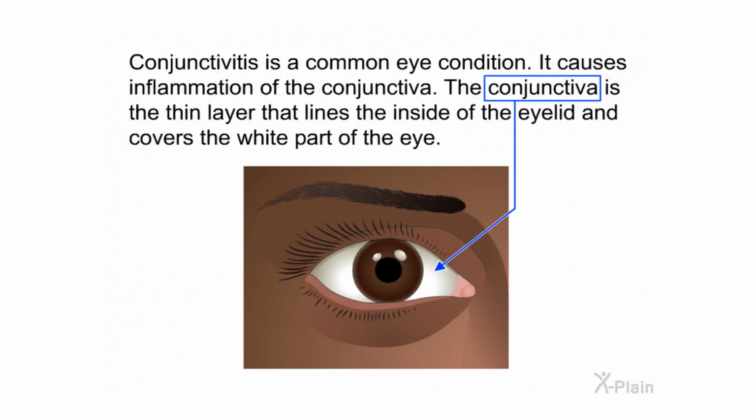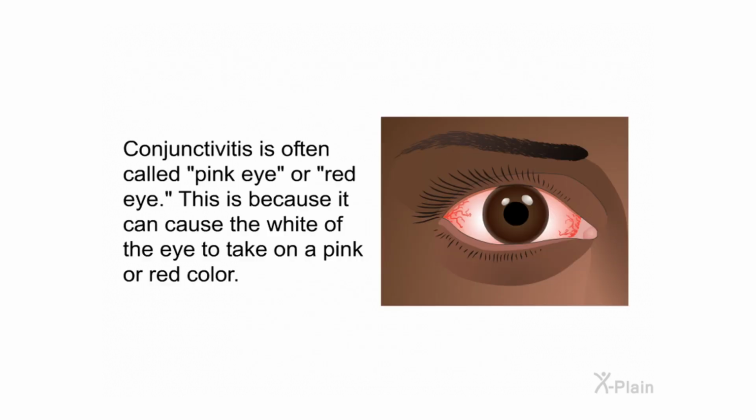Conjunctivitis. Conjunctivitis is a common eye condition. It causes inflammation of the conjunctiva. The conjunctiva is the thin layer that lines the inside of the eyelid and covers the white part of the eye. Conjunctivitis is often called pink eye or red eye. This is because it can cause the white of the eye to take on a pink or red color.